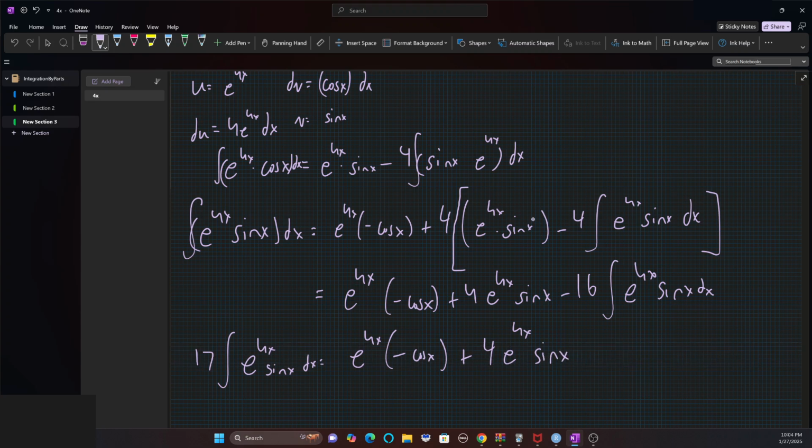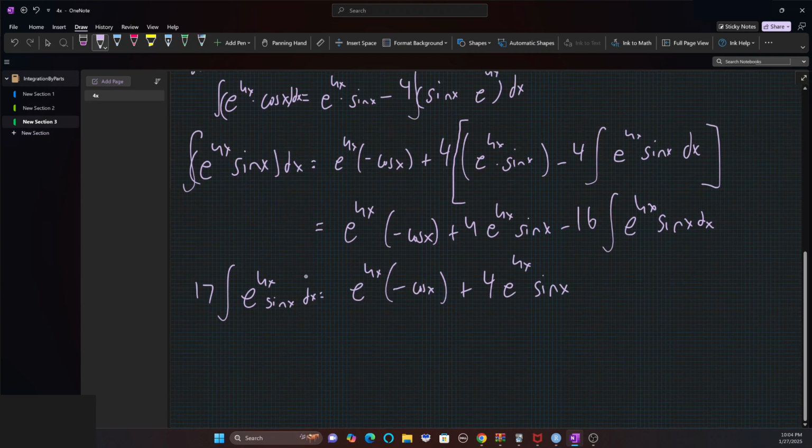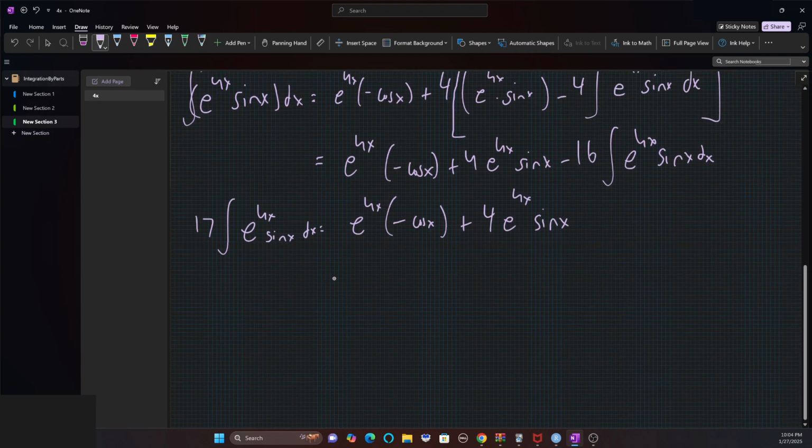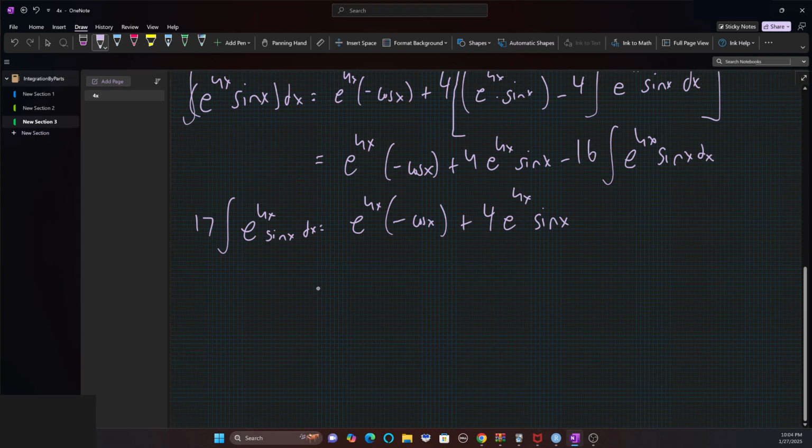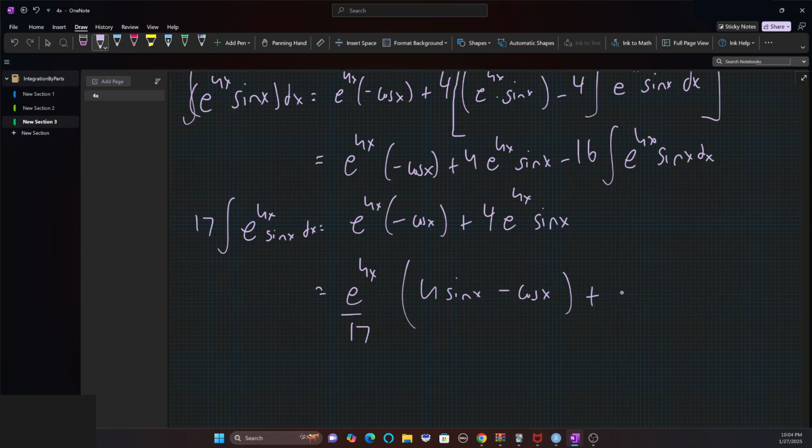Now I'm going to factor out the e to the 4x and divide by 17. So my final answer is e to the 4x divided by 17, times 4 sine x minus cosine x, plus C at the end. Let me check the answer key that I have. Yeah, so this is the correct answer.